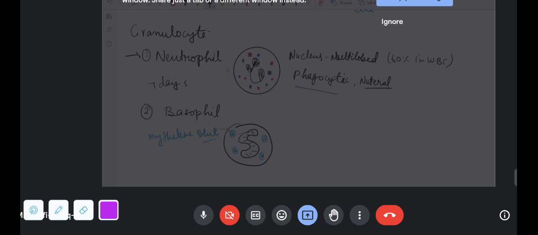The nucleus is already S-shaped, and once it binds with immunoglobulin E, suppose it binds here, whenever antibody E binds here, all the granules will start degranulation. Suppose this granule comes here and releases all its chemicals here. These chemicals are basic in nature, so the granules are basic in nature.